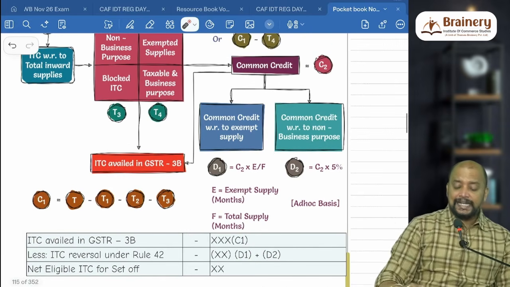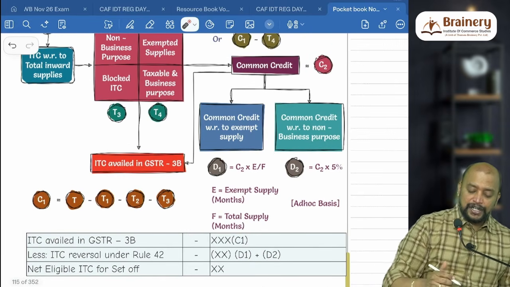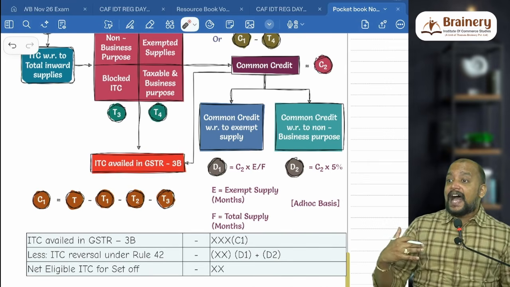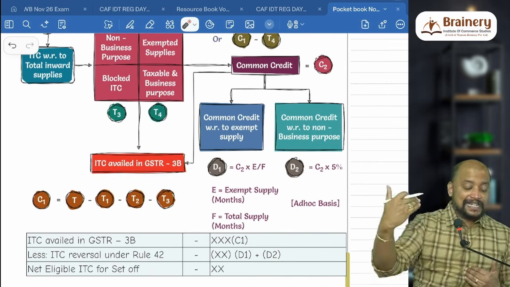Now, what is the net eligible ITC? First we need to take C1, ITC availed in GSTR 3B minus ITC reversed. What is ITC reversed?